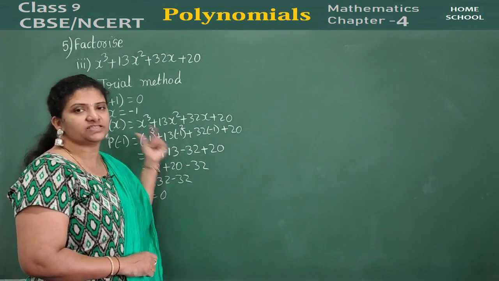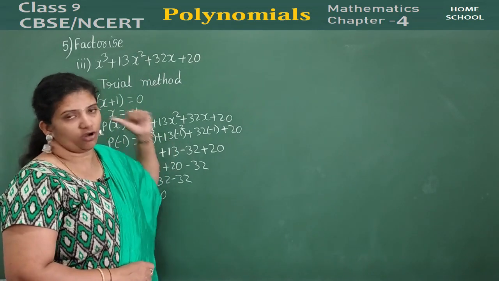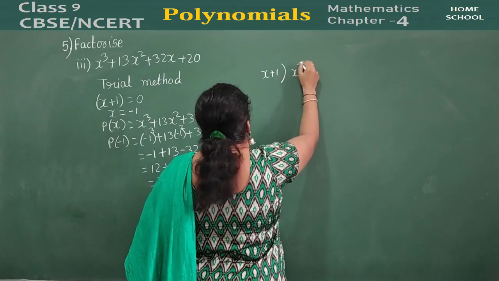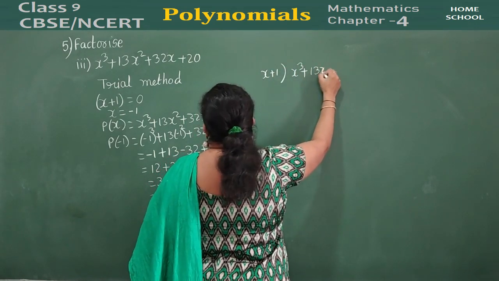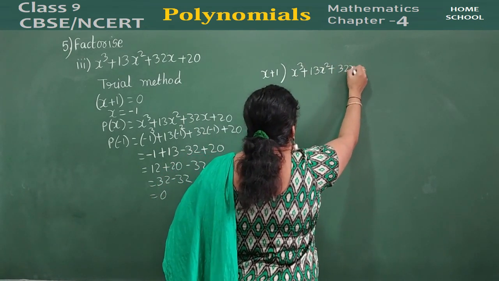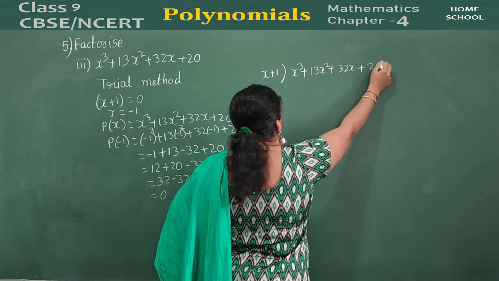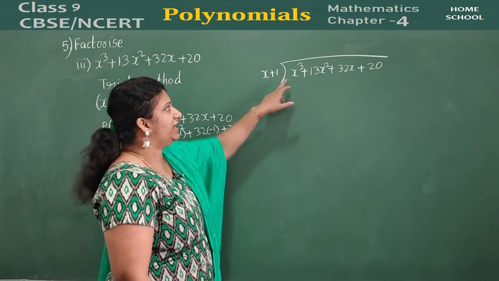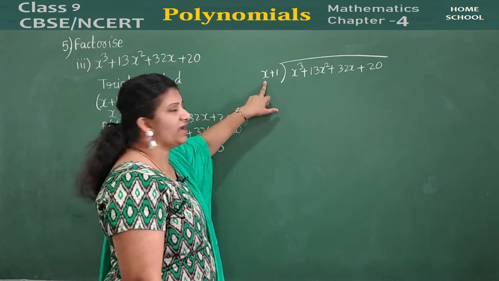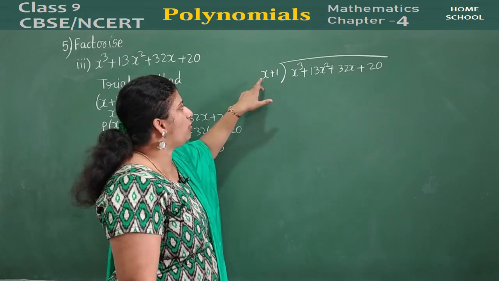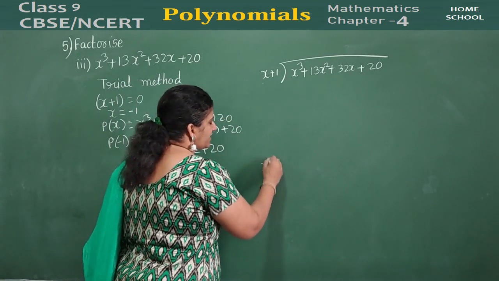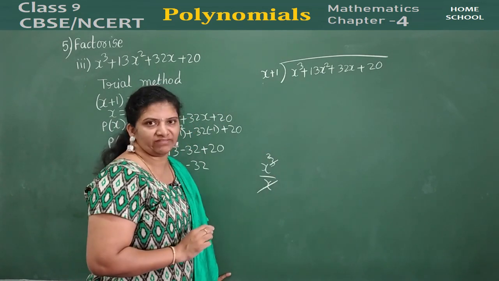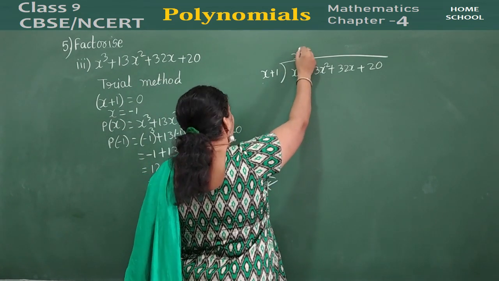Let us divide x plus 1 for this polynomial. So, divide it. X plus 1 into x cube plus 13x square plus 32x plus 20. How will you start your division? Dividend first term by divisor first term. X cube by x. What happens? X cube by x. 1x will be cancelled and here x square will be left. So write here x square.